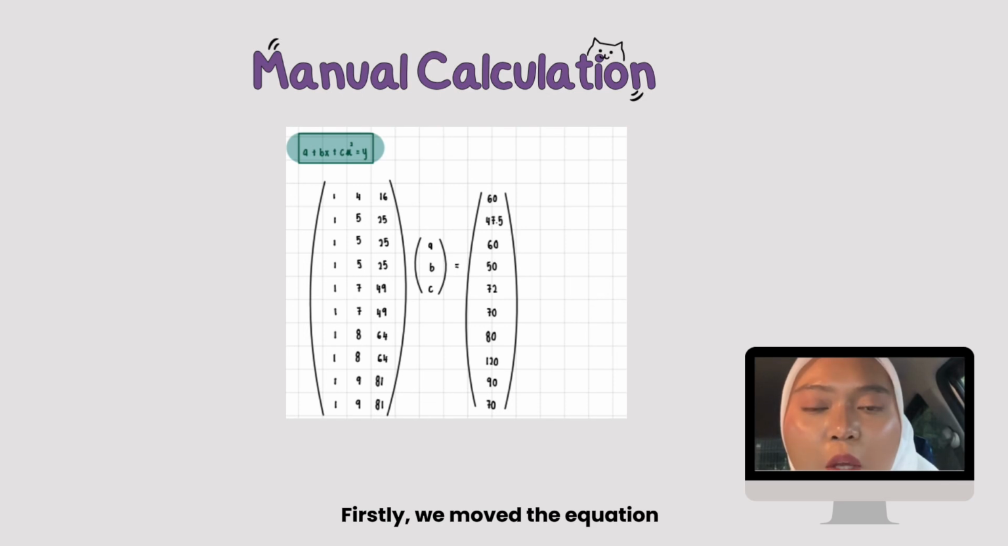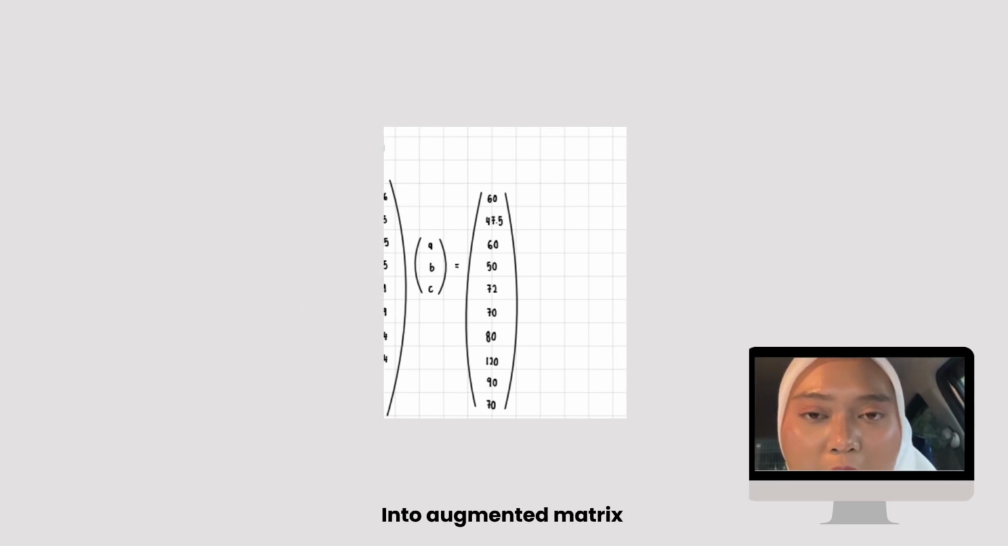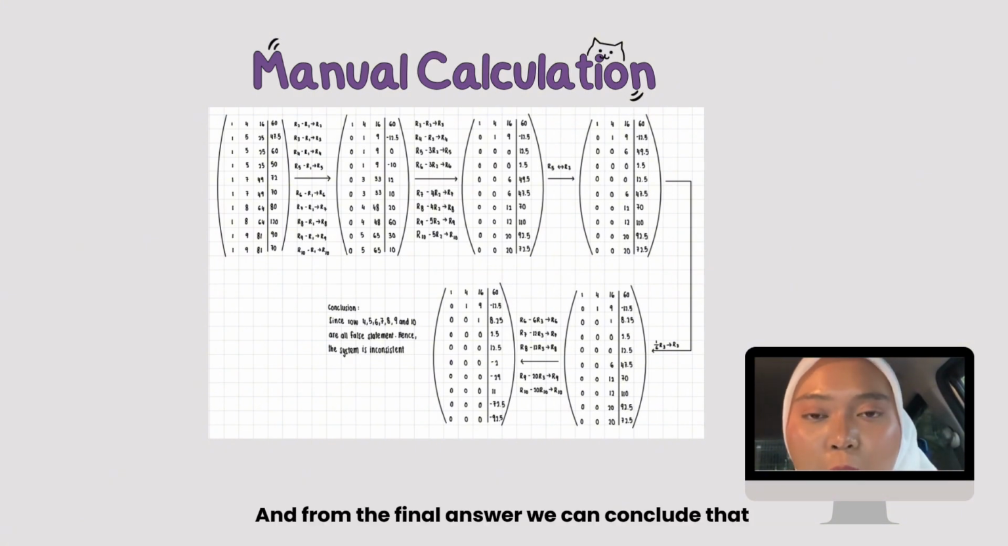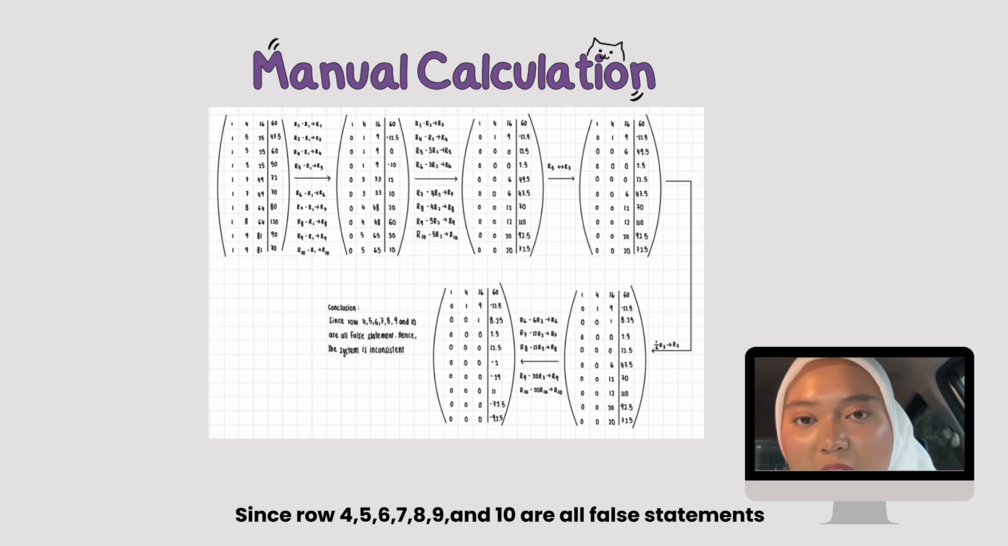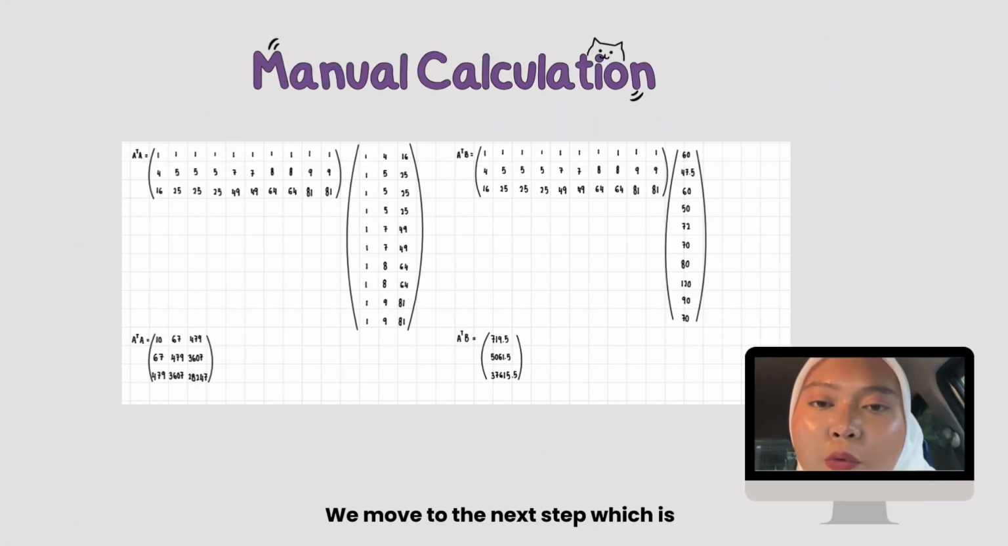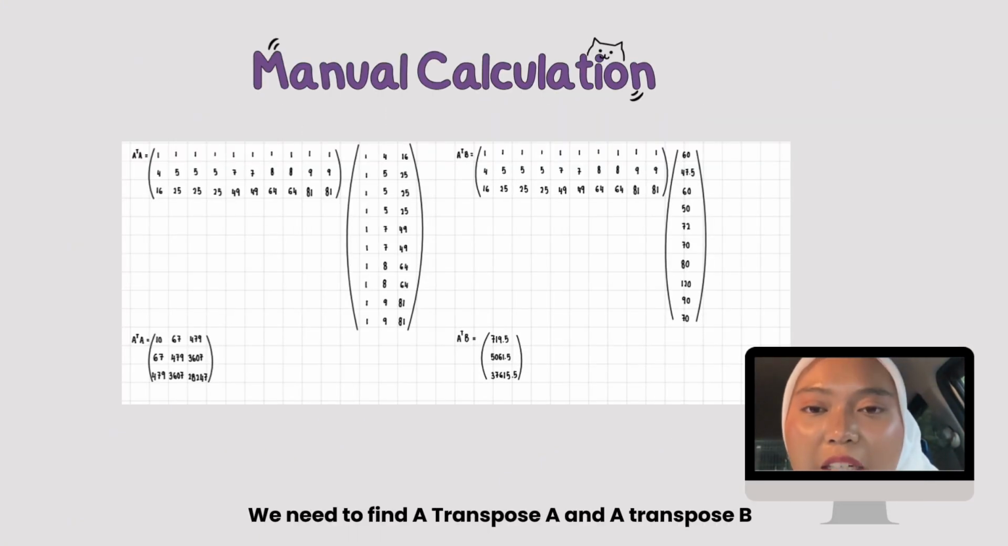Firstly, we move the equation into an augmented matrix. Next, we use ERO to get an upper triangle. And from the final answer, we can conclude that since rows 4, 5, 6, 7, 8, 9 and 10 are all false statements, hence the system is inconsistent. We move to the next step, which is we need to find A transpose A and A transpose B.